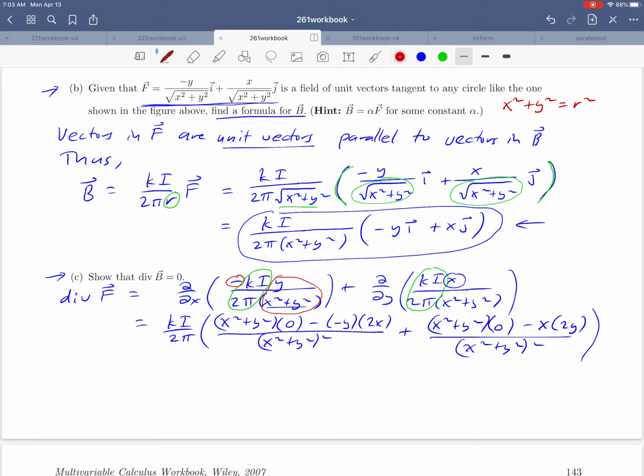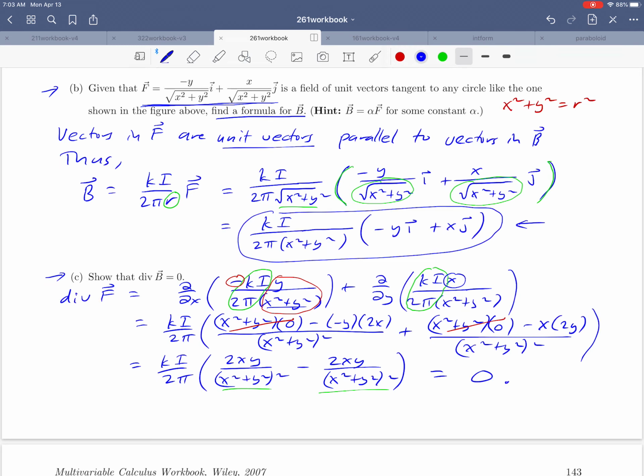And notice something really interesting happens here. So these two terms are going to go to 0. And if you look at what's left over, these are exactly the opposite signs of each other. So we get ki over 2 pi times 2xy over x squared plus y squared squared, and then over here, minus 2xy over x squared plus y squared squared. And look what happens. These two things subtract to 0, and sure enough, we have just shown that the divergence of this vector field is 0.